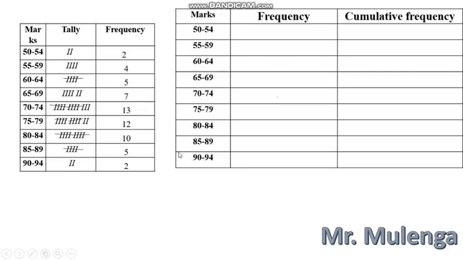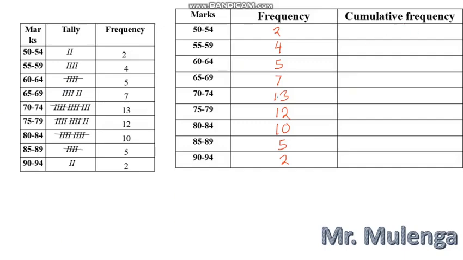Okay. So this table, what are we going to do? What you are going to do is this. Where we have frequency, just write the frequency. So from 5 to 54, we said the frequency is a 2. Here we have a 4. Here we have a 5. We have a 7. We have 13. We have 12. We have 10. We have 5. Then we have 2.